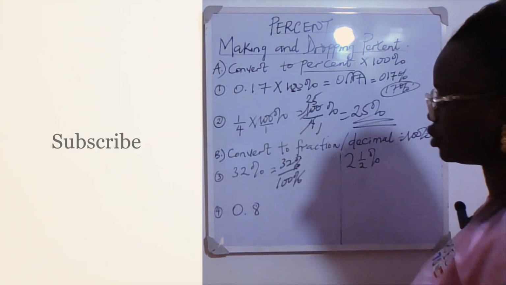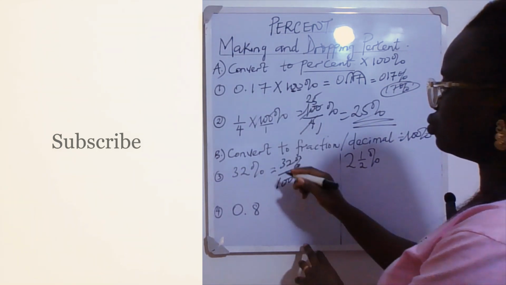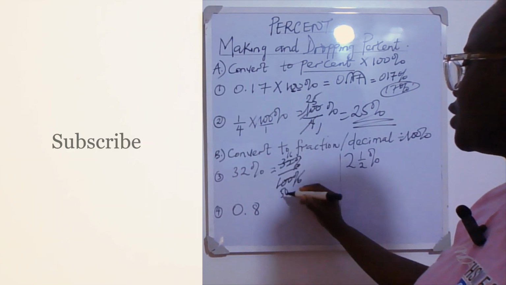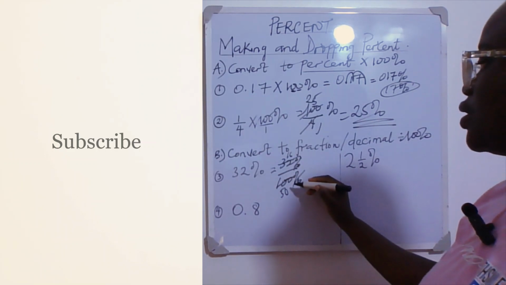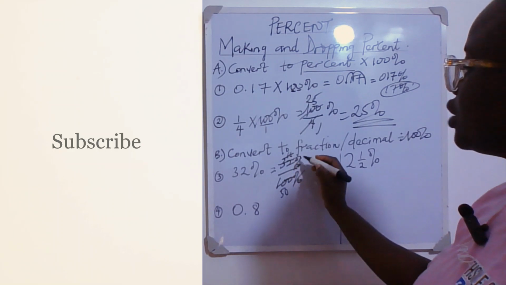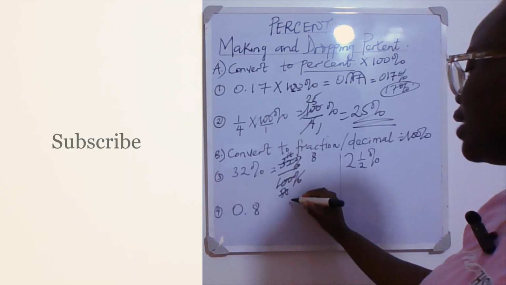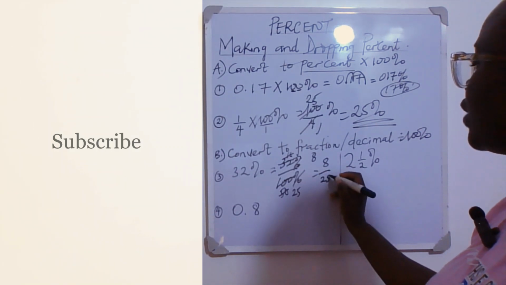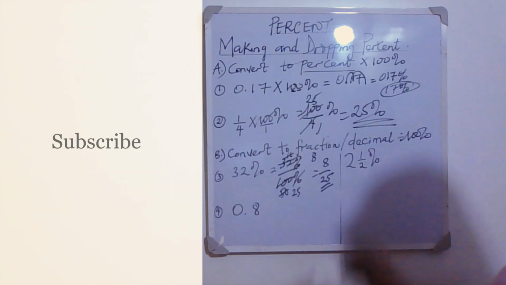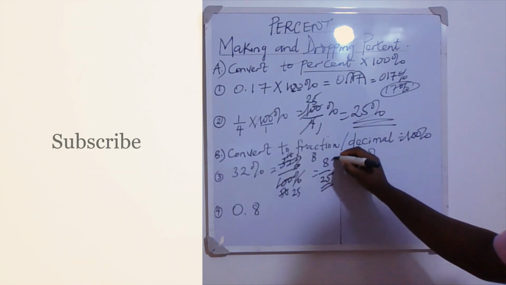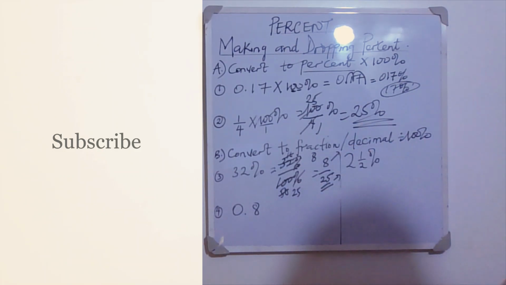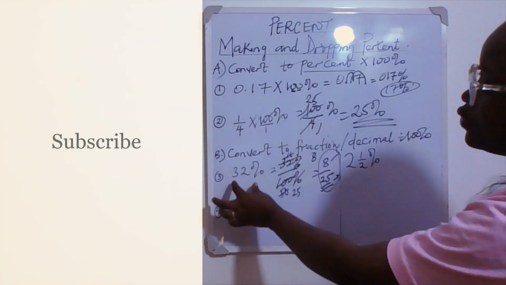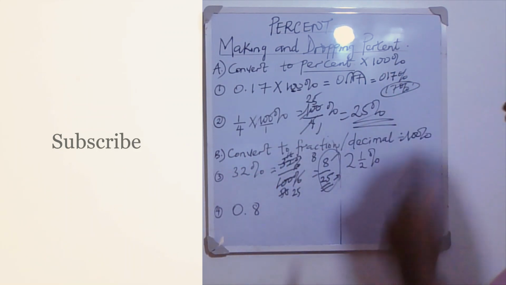These two numbers are even, so we can divide them by 2. 32 divided by 2 is 16. 100 divided by 2 is 50. They are still even, 16 and 50, so we divide by 2. 16 divided by 2 is 8. 50 divided by 2 is 25. So our final answer is 8 over 25, sorry. The answer is a fraction now because this is the numerator and this is the denominator. So this becomes our final answer. We've been able to convert from percent to fraction.